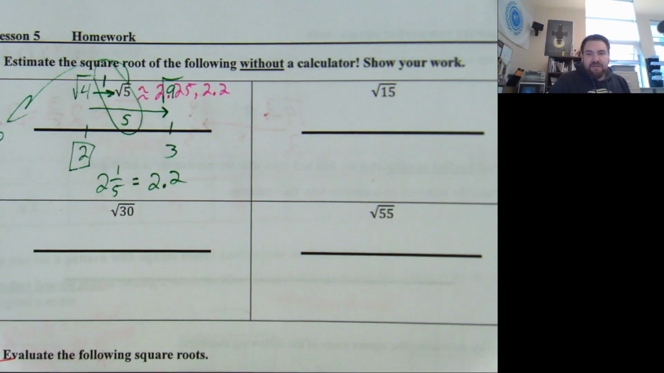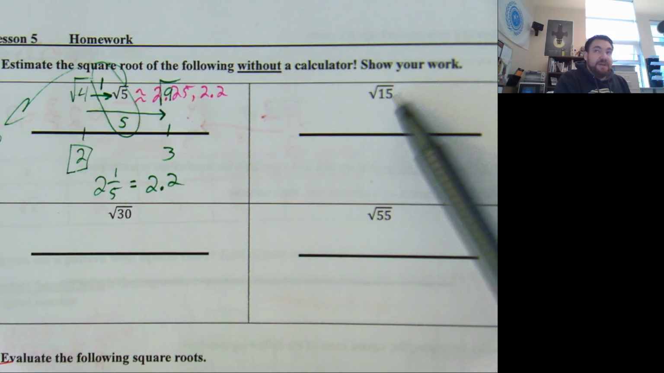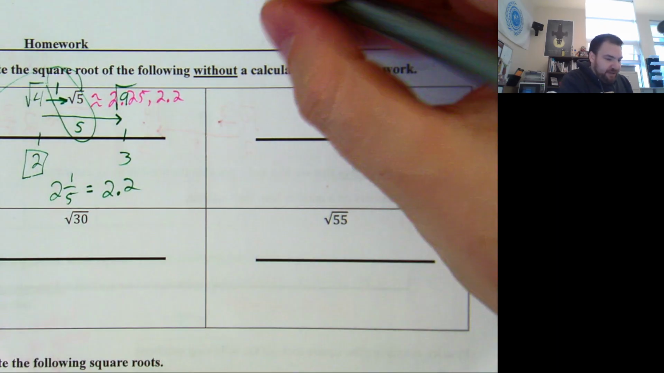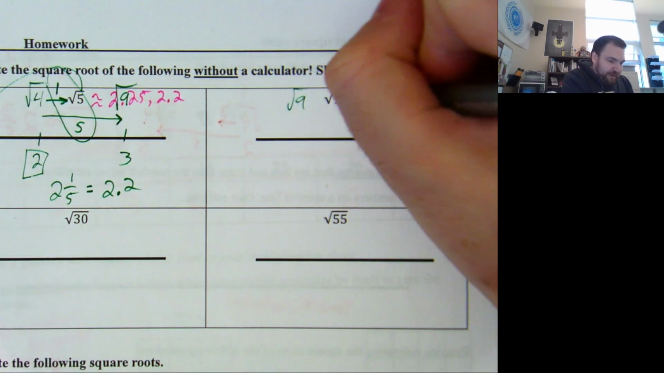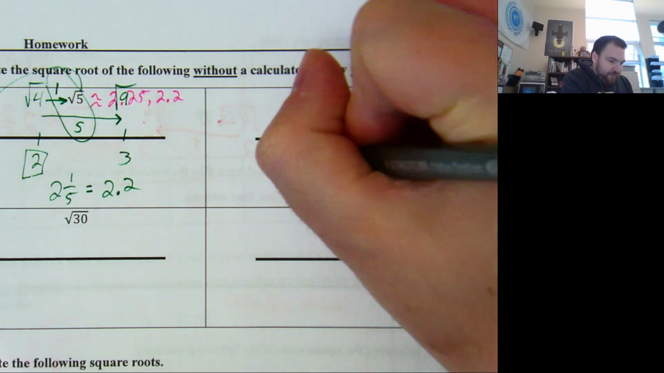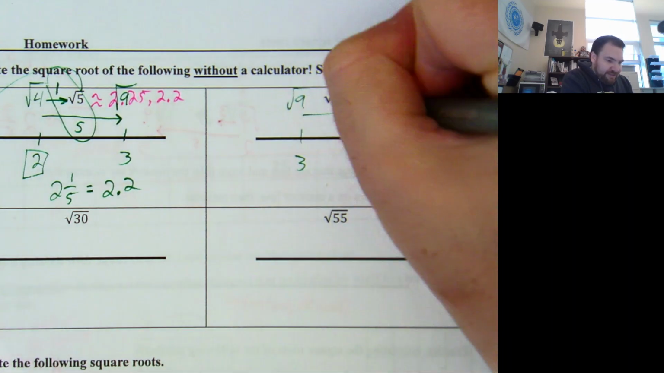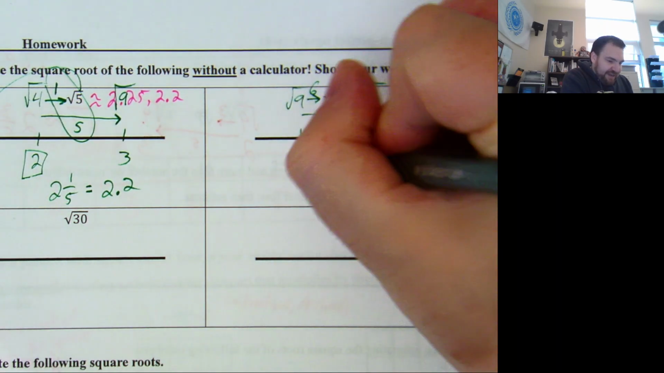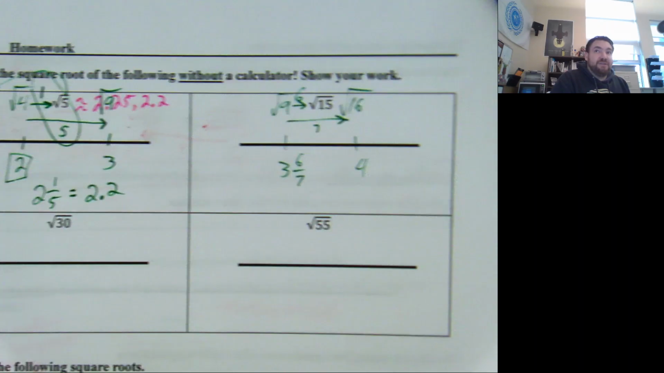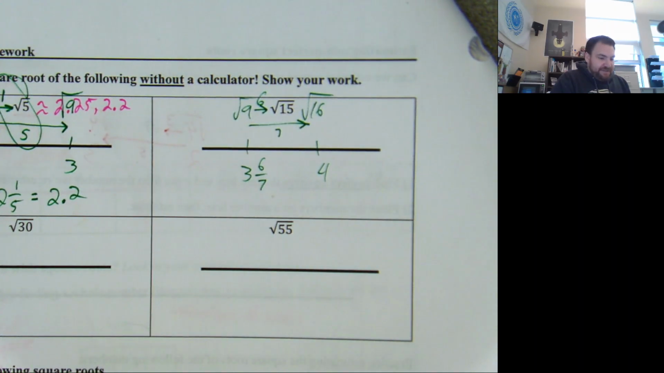Now this guy here, if we're going to estimate the square root of 15, I would do it similarly. I would say that 15 is between 9 and 16, which means the square root of 15 is going to be between 3 and 4. This is 7, this is 6. So it's going to be 3 and 6 over 7. Now 3 and 6 over 7 is kind of terrible because our seventh fractions are nasty.